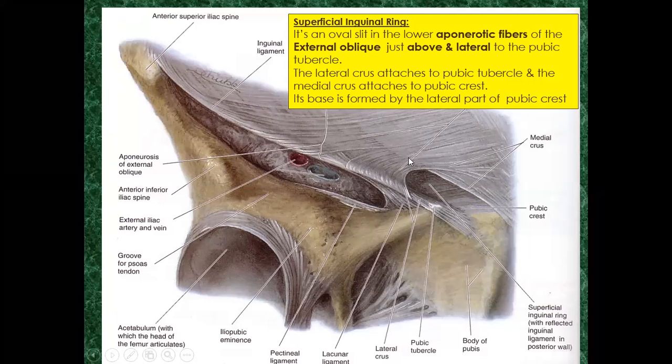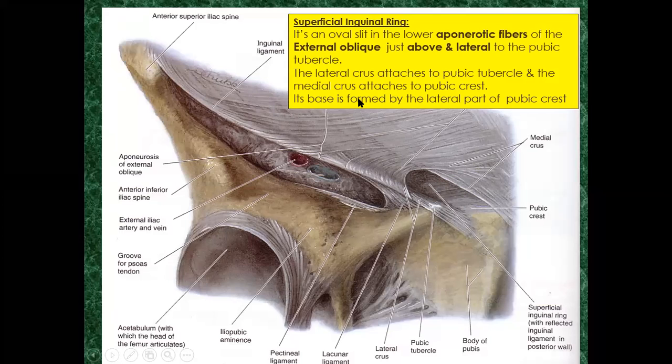As you can see here, these fibers will form a crus. This is called the lateral crus, and here is the medial crus. The lateral crus is attached to the pubic tubercle, and the medial crus is attached to the pubic crest. So you can see here, in between is the opening.